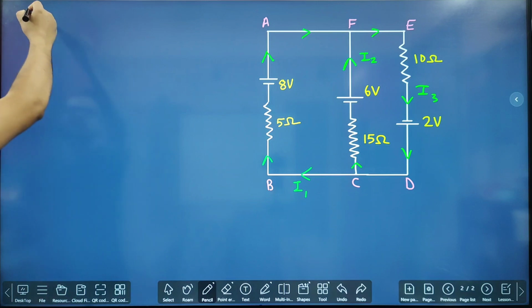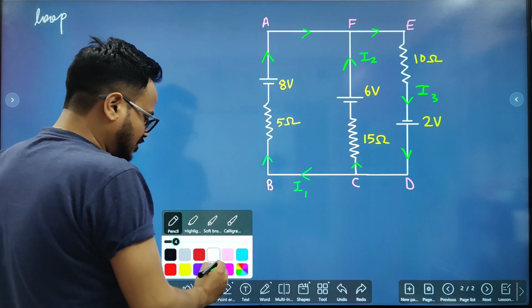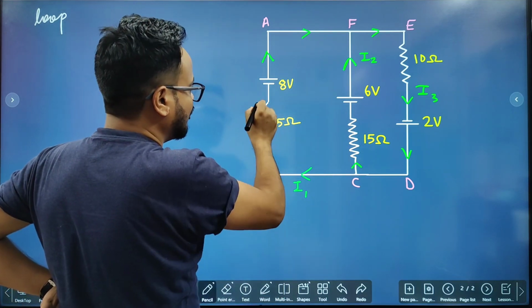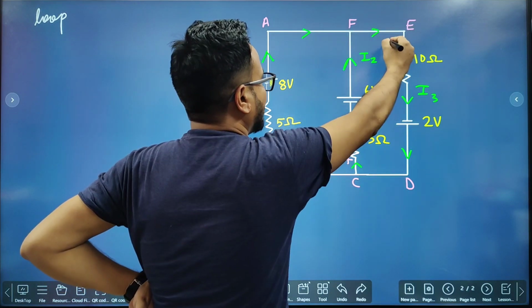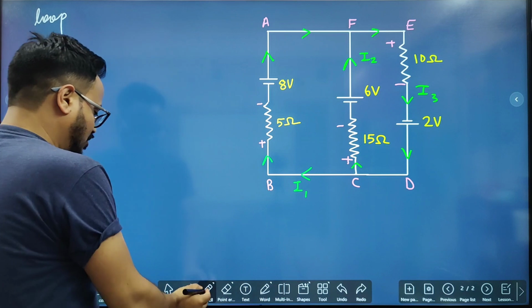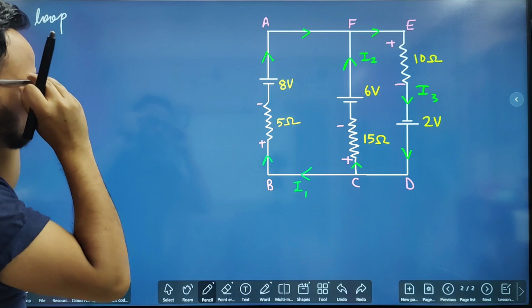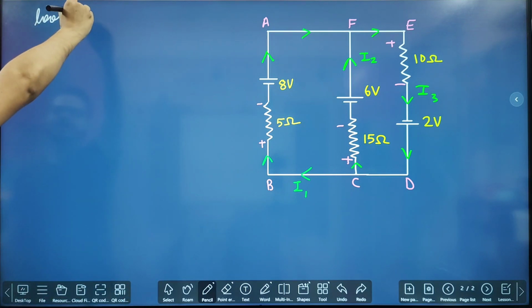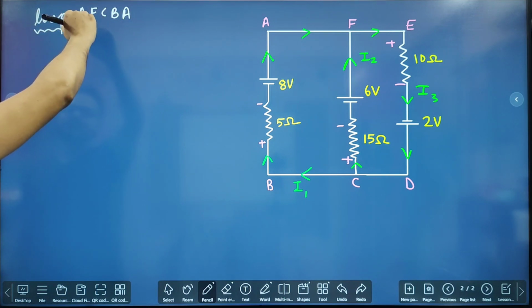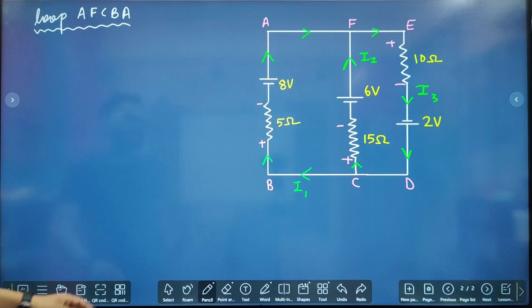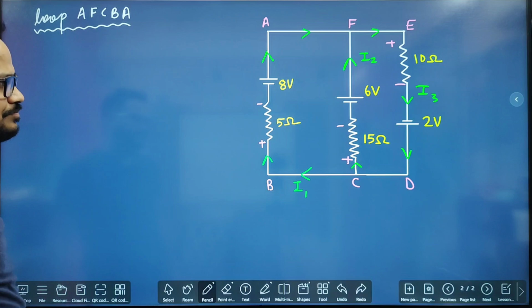The first equation will be formed using the first loop. First let us put positive and negative signs in the direction of current. Positive, negative. Okay, so now let us take loop AFCBA.